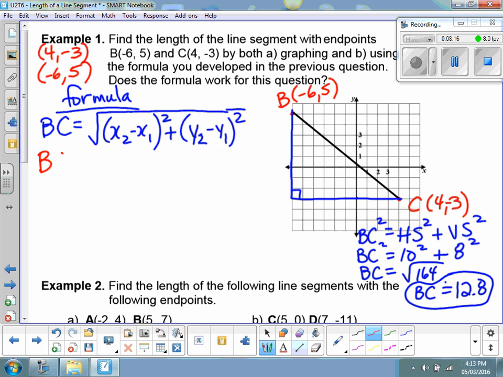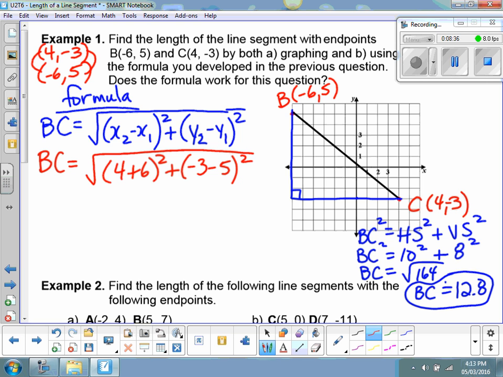So on my next line here, I can do x2 minus x1. So 4 subtract negative 6 is going to be 4 plus 6, squared. And then I'll do negative 3 subtract 5, squared. It is important that you go in the same order. So if I'm going to go 4 subtract negative 6 in this first bracket here, then I have to do negative 3 subtract 5 in the second bracket. If I go in the opposite direction for one of those, then it's a problem.